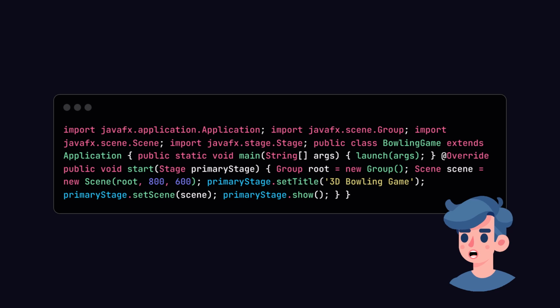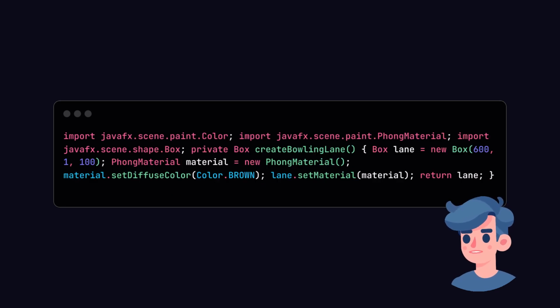Now let's create our main class and set up the basic JavaFX application. This class will handle the initialization of our scene, camera, and primary layout. Next, we need to create our 3D objects. Let's start by creating a bowling lane. The lane will be a long cuboid. We'll also add some texture to it for realism.